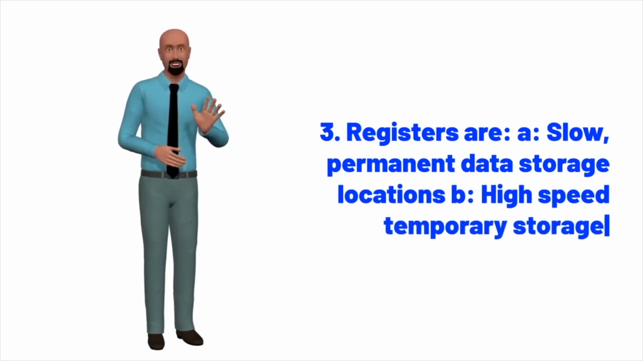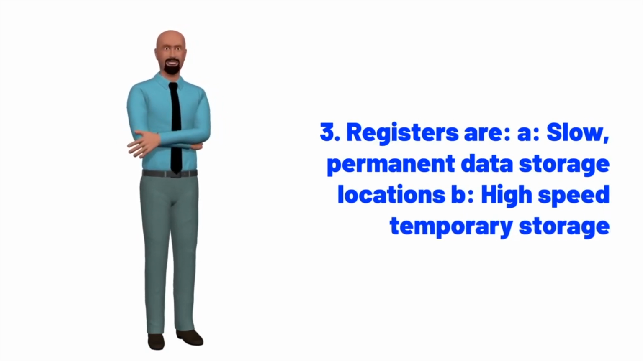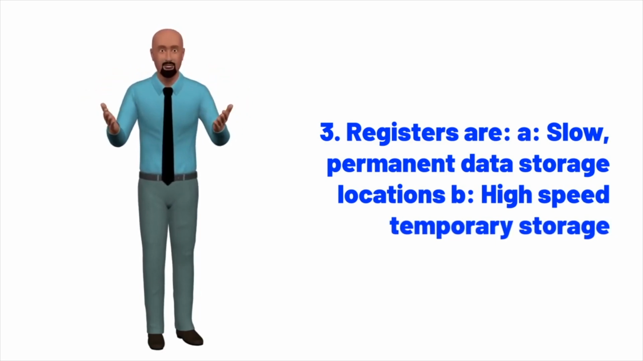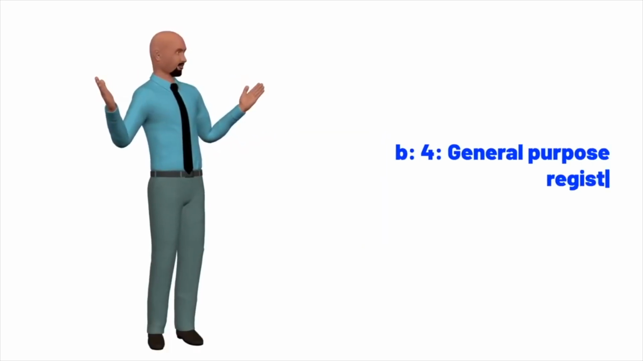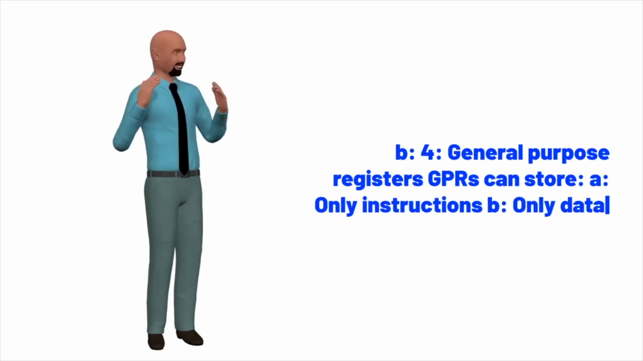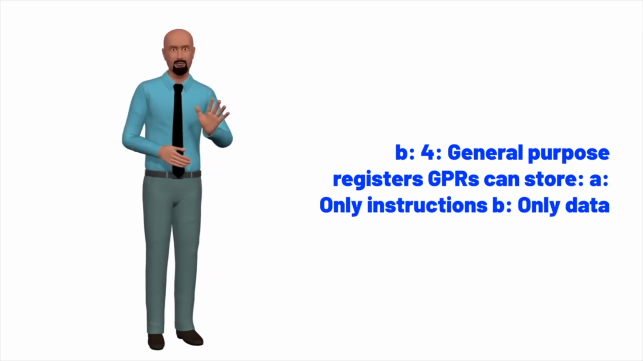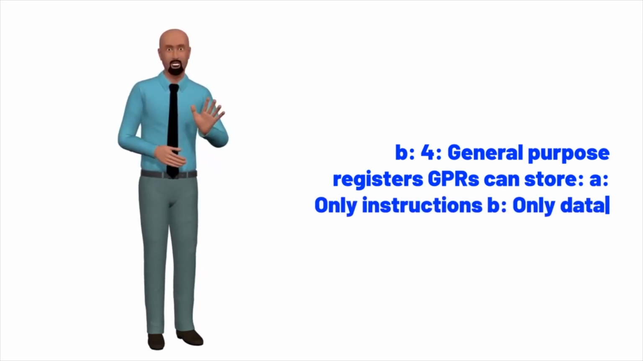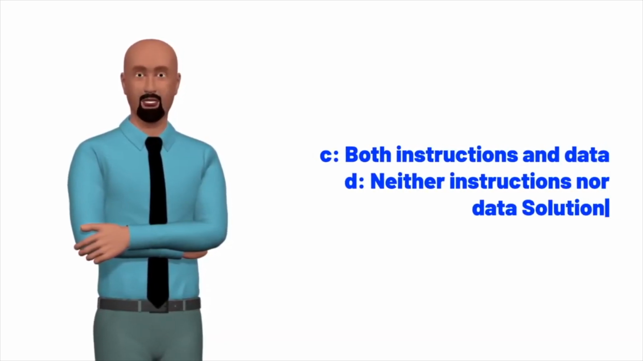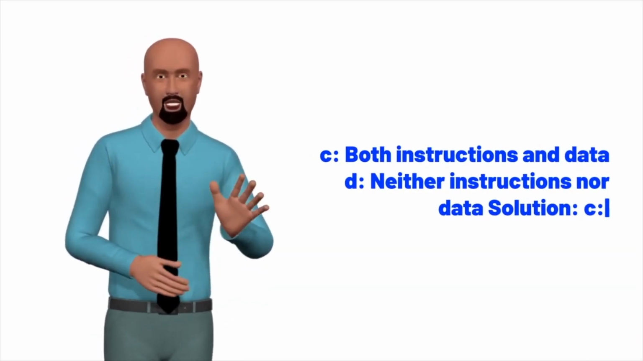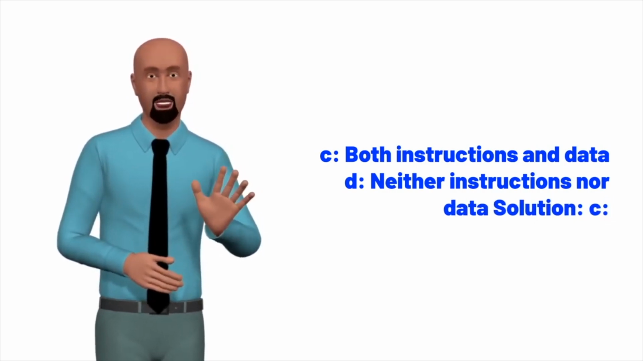3. Registers are A. Slow, permanent data storage locations, B. High-speed temporary storage locations within the CPU, C. Another term for main memory, RAM, D. Parts of the computer case. Solution. B. 4. General-purpose registers, GPRs, can store A. Only instructions, B. Only data, C. Both instructions and data, D. Neither instructions nor data. Solution. C.